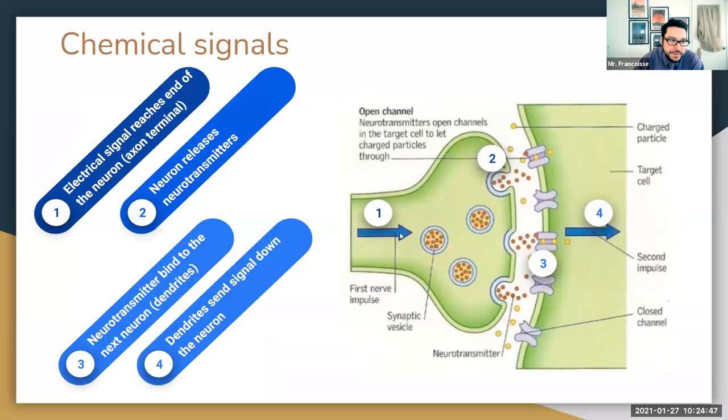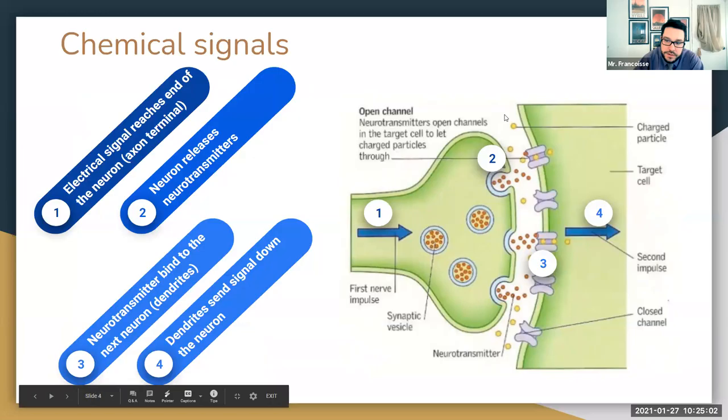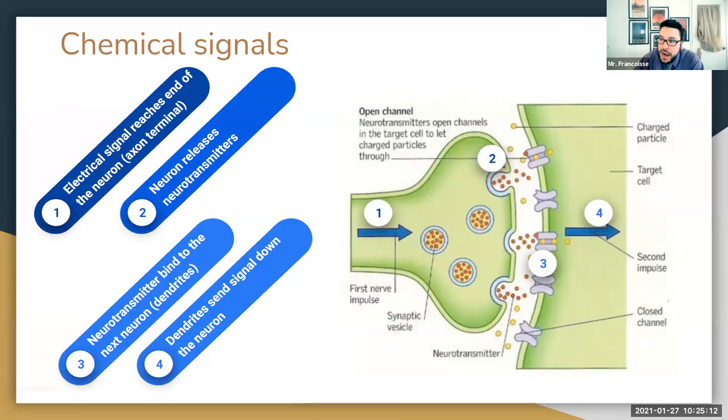When this signal gets to the end, that lets the cell know it has to release these chemicals, which we call neurotransmitters, into this area between the cells. These chemicals are going to move and they're going to find binding sites. You can think of these as the key and these little notches are the lock. So these keys open up these channels. Here is one that's bound. Here there's an empty spot. One of these neurotransmitters may come down and bind in here, which would open this gate up.